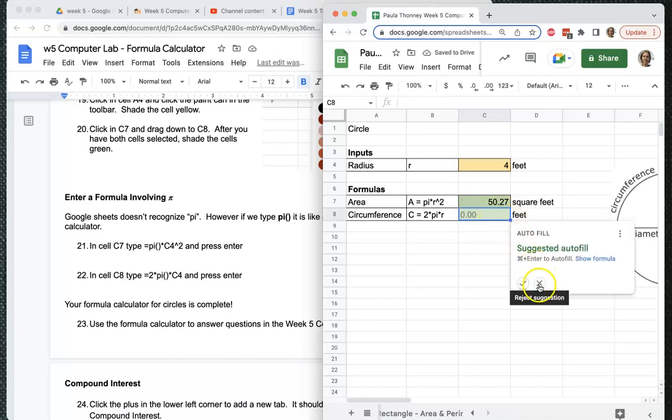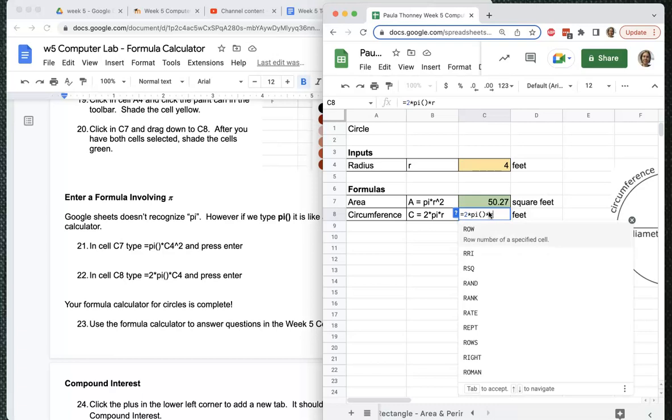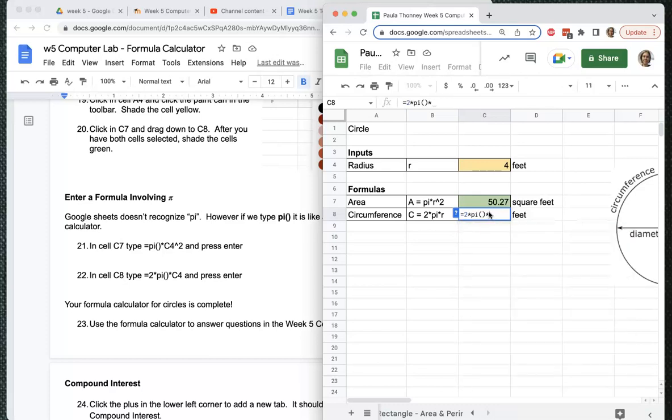And then do not take their suggestion. 2 times pi times radius equals 2 times pi times the radius. Nope. I don't want to type R, I want to type C4. And that references the radius. Enter. And this gives me the area in square feet and the circumference in feet.